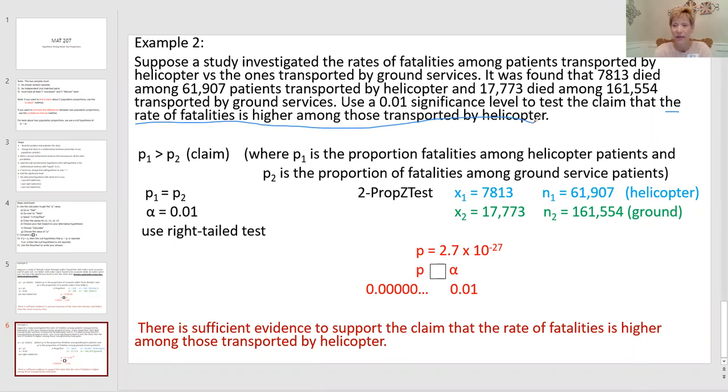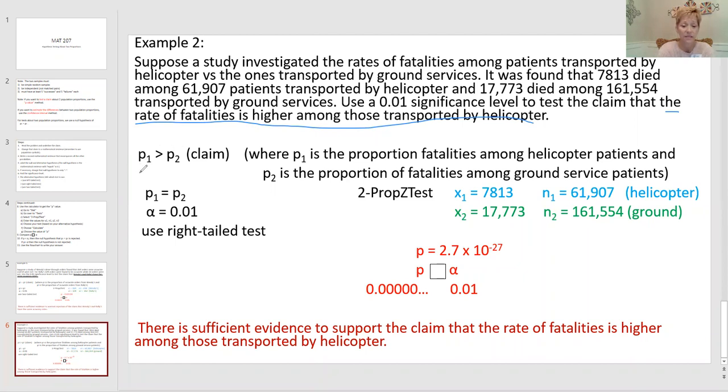The rate of fatalities is higher among those transported by helicopter. So rates alerts me that it's a proportion. So my rate is higher for one than the other. So that's why I have P1 is higher, in other words, greater than P2. And I wrote claim next to it. Now, which one did it say was higher? It was higher among the helicopter. So P1 is going to have to be the helicopter patients. And then P2 is going to end up being my ground services. So the helicopter rate's higher than the ground rate.